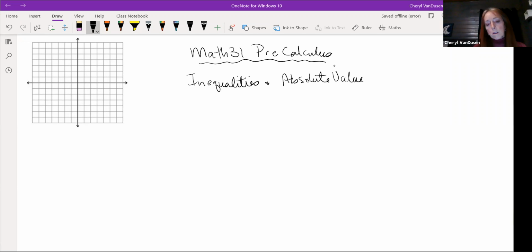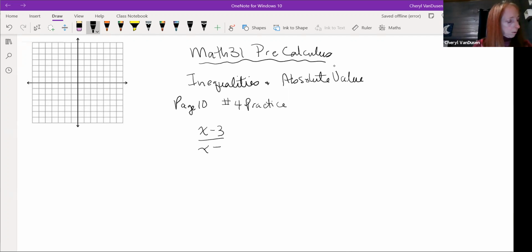The other sections, I don't find students have quite as much trouble on, so I thought I would choose some of the examples that notoriously kind of give us a little bit of grief. So the first question that I'm going to do is from the instruction booklet. It's on page 10, just if you want to refer to it. And it's number 4, practice. And the question says, (x minus 3) over (x plus 5) is less than or equal to 3. And we're going to solve this.